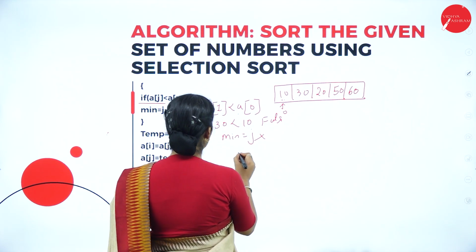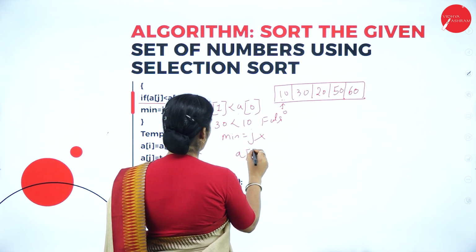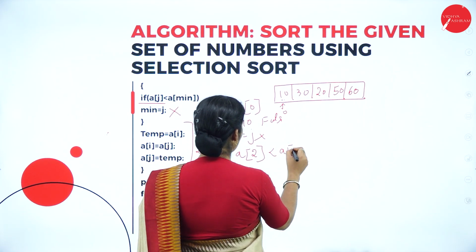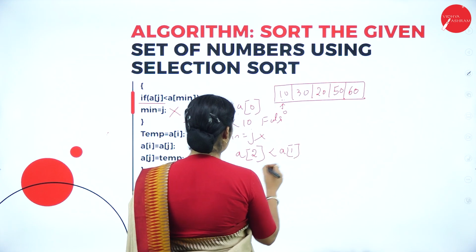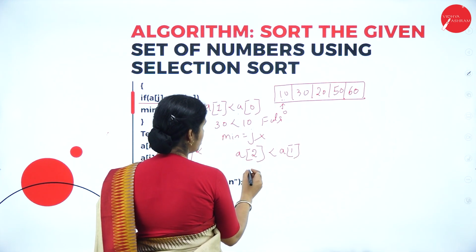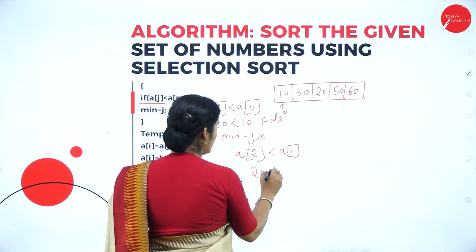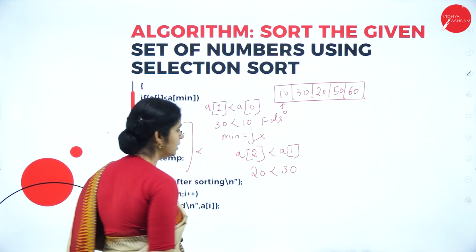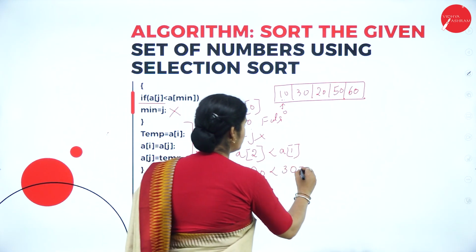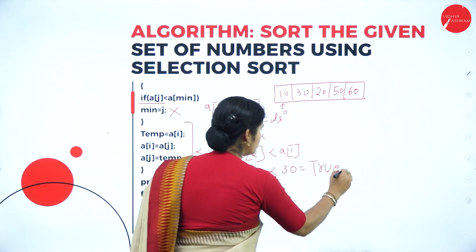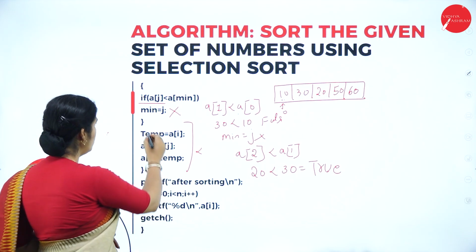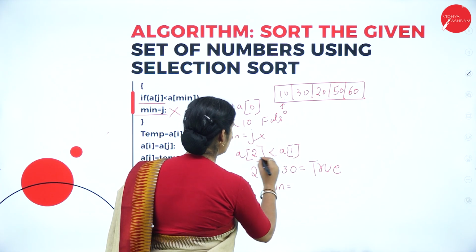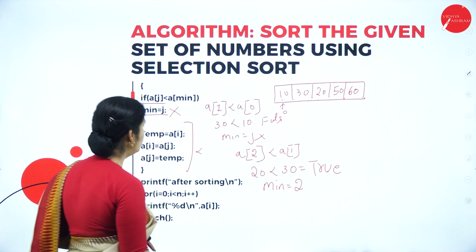We have to check E of j, incrementing the value of j, that is 2, is less than E of minimum, that is E of 1. Now I have to check: E of 2 is 20, is less than E of 1. What is E of 1? That is 30. Condition true, right? Condition true. What do we have to do once the condition is true? Then set the minimum value. My minimum value is equal to E of j, that is true.